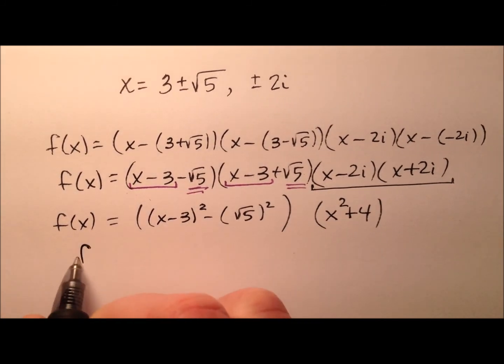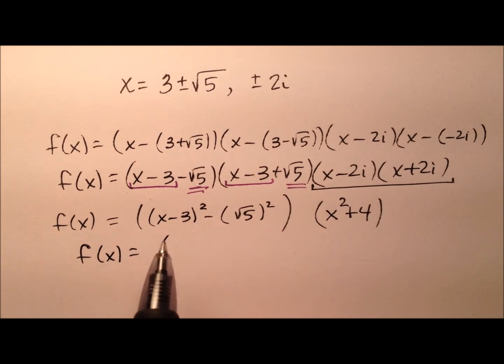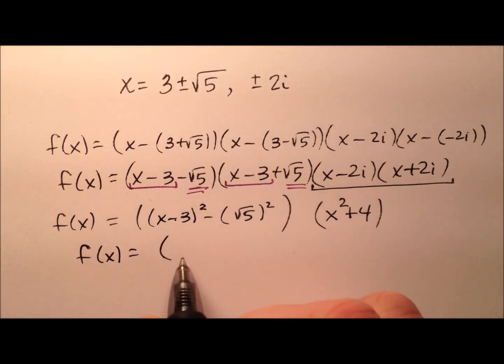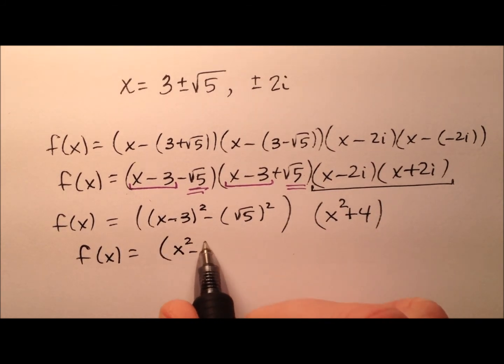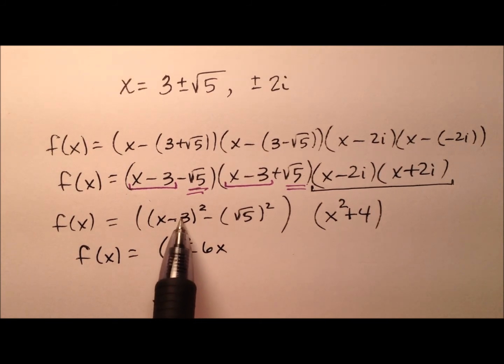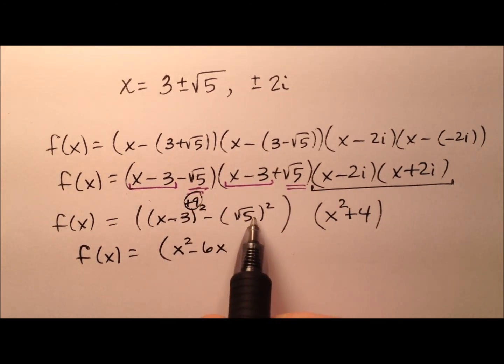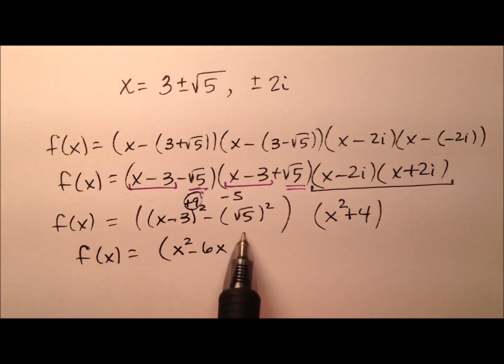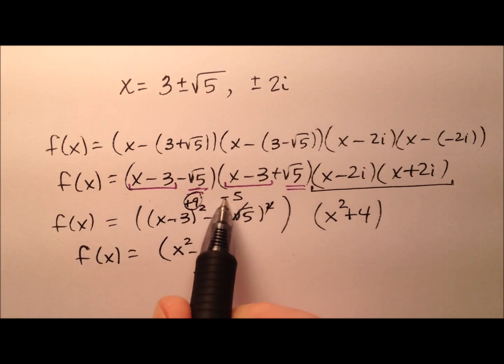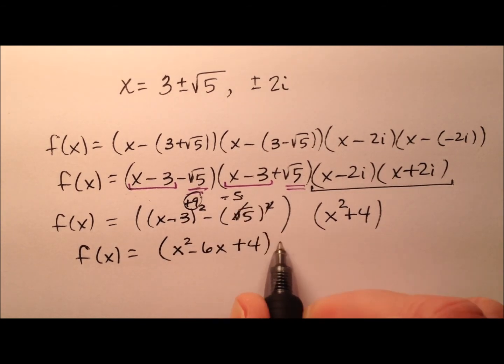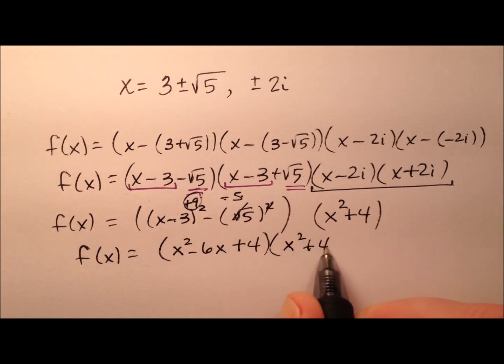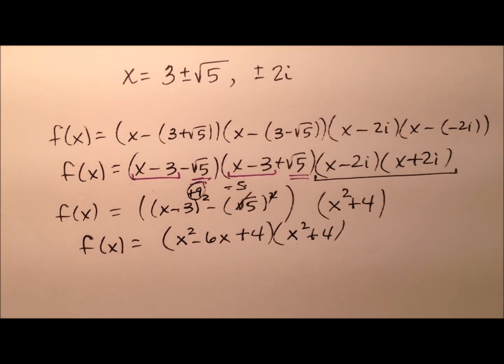Let's go ahead and clean that up just a little bit. So I know that x minus 3 squared is x squared minus 6x plus 9. So it's plus 9 for my constant. But I know here I have a minus 5 because the square root of 5 squared is 5. So 9 minus 5 is positive 4. And I just did that to save myself a step of writing.